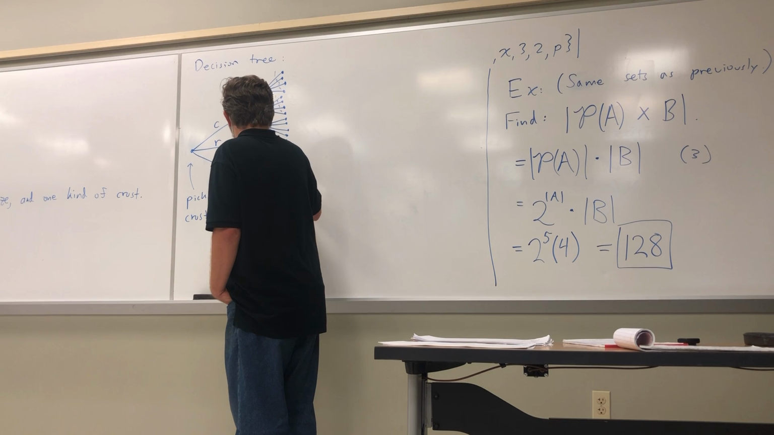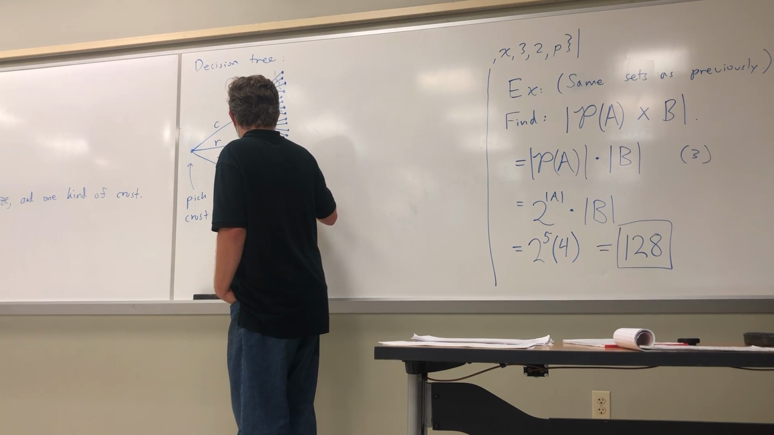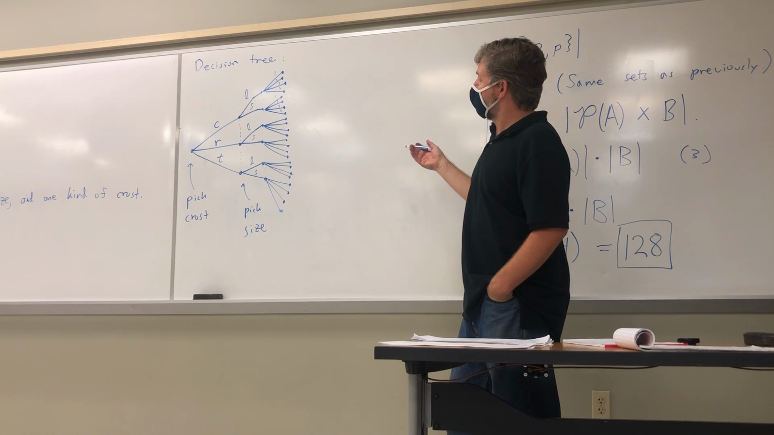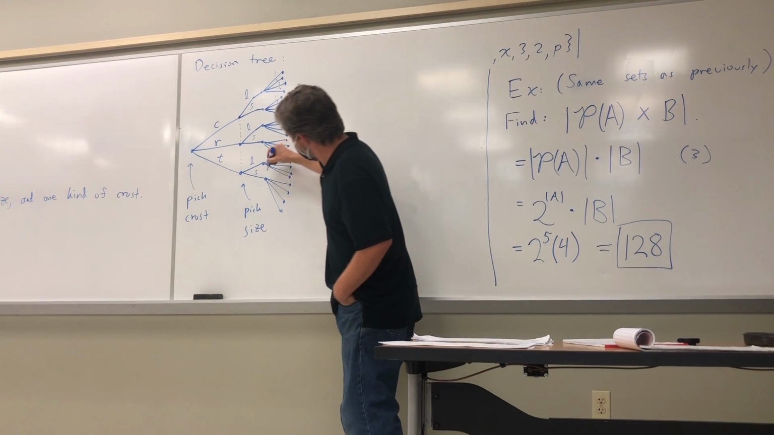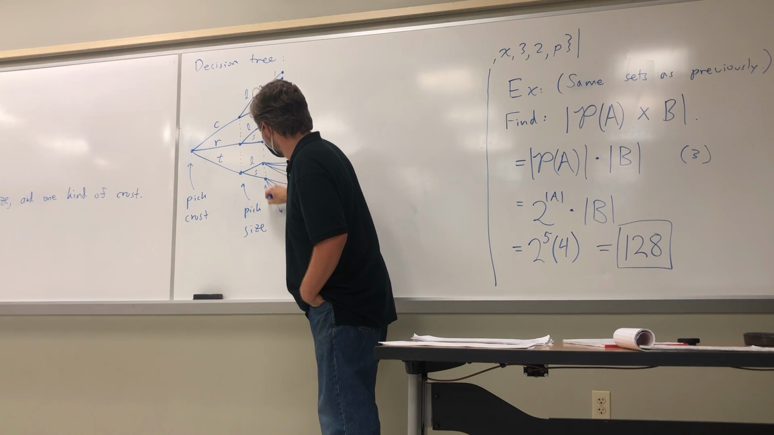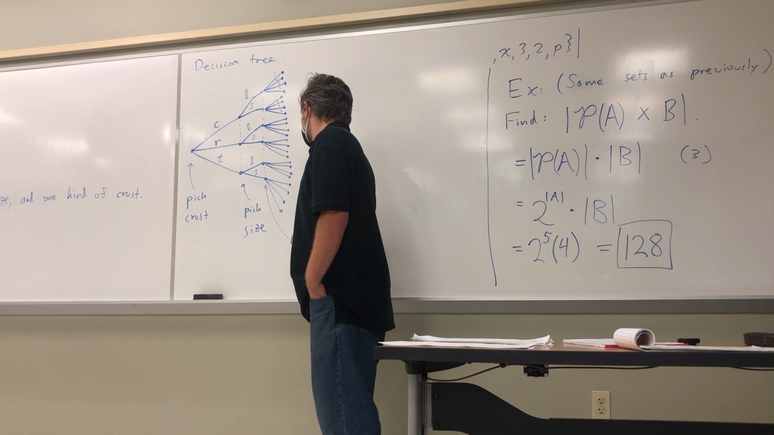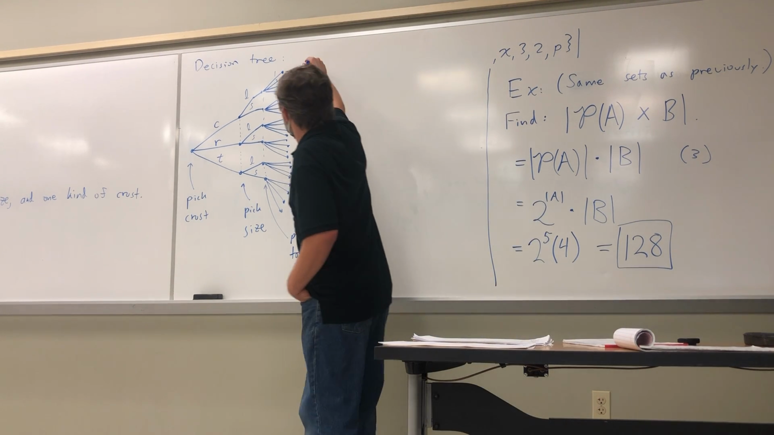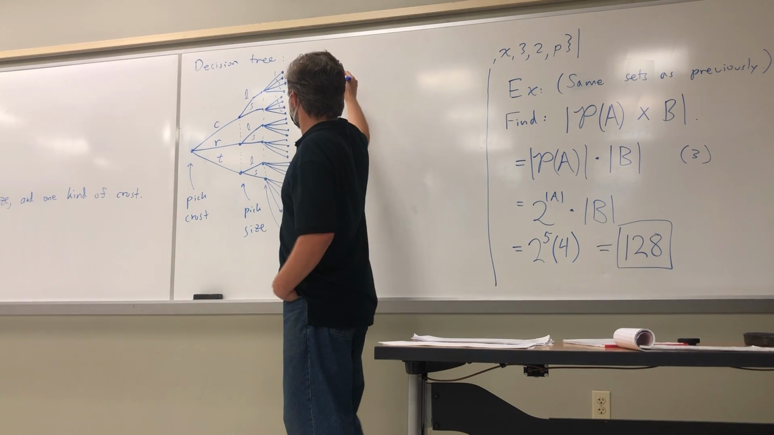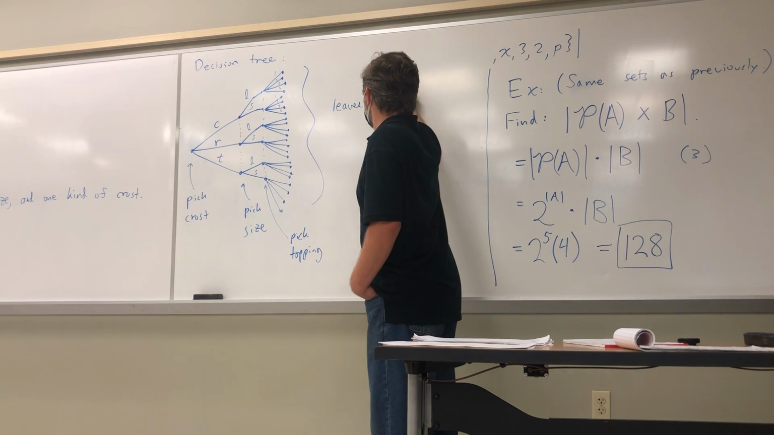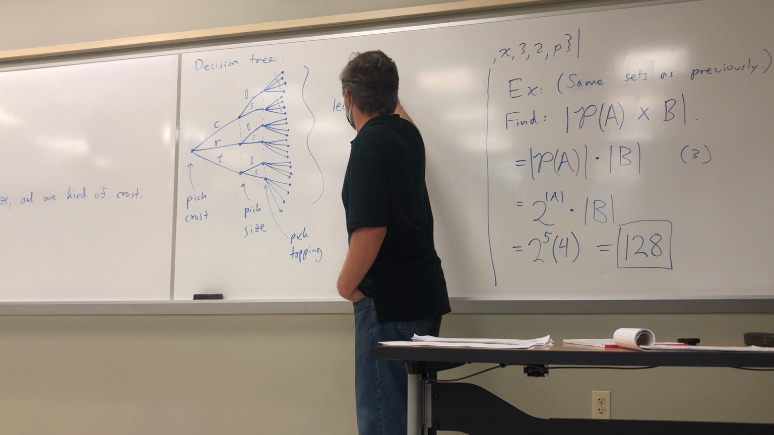So 4 toppings every single time. Any way you pick the crust and the size, you still have the 4 topping pick. So that's what this decision right here is. Pick a topping. Now you can see the whole structure. The leaves of the tree represent the structures you can build.